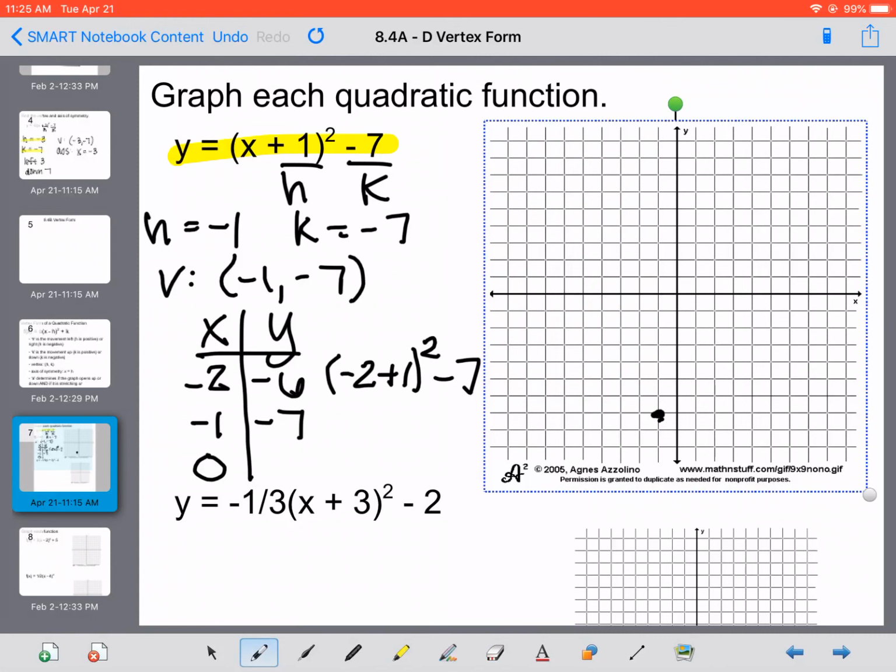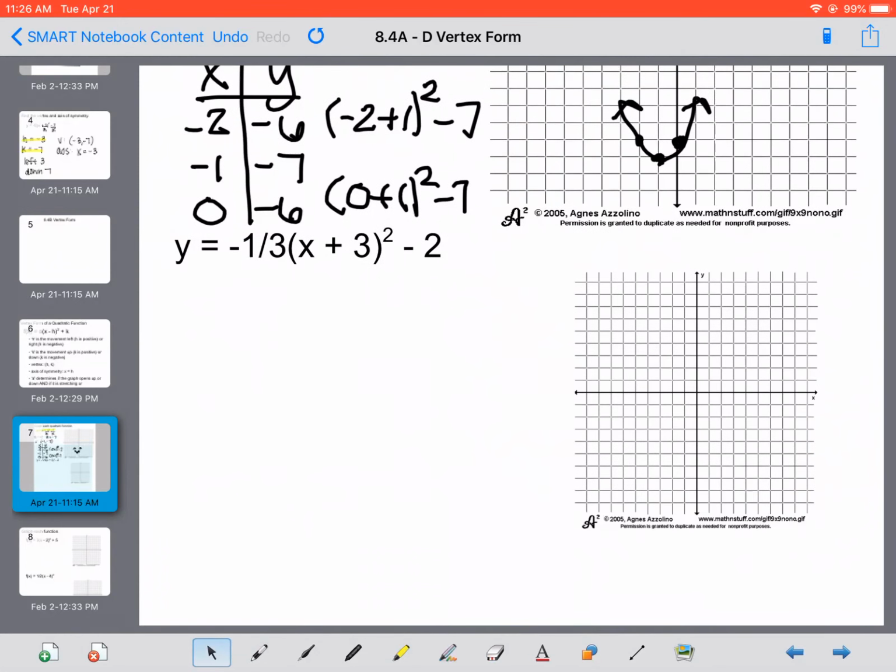And if we plug that in, we end up getting -6. Well, remember that a quadratic function is a mirror image of itself on both sides of the vertex. So if you did 1 above and 1 below, if I were to plug this in, 0 plus 1 squared minus 7, I'm also going to get -6. So they're going to be the same amount. So then all we got to do is plot those 2 points. So 0, -6, and -2, -6. And there would be the graph of my function.